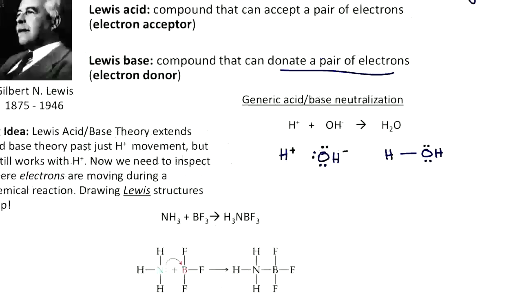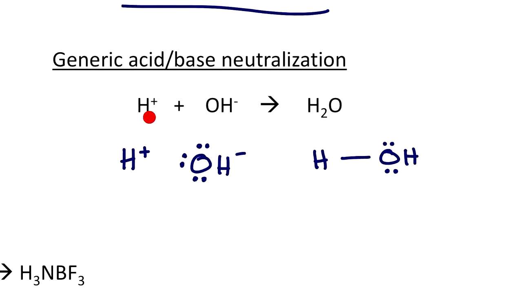But let's look at a generic chemical reaction between H plus and OH minus. Which one's the acid and which one's the base? H plus is what, an acid or a base? It's an acid, yes. OH minus is a base. Okay, perfect. So we can actually use Lewis acid base theory here to define which one's the Lewis acid, which one's the Lewis base, and it's still going to fit our definitions of what acids and bases are.